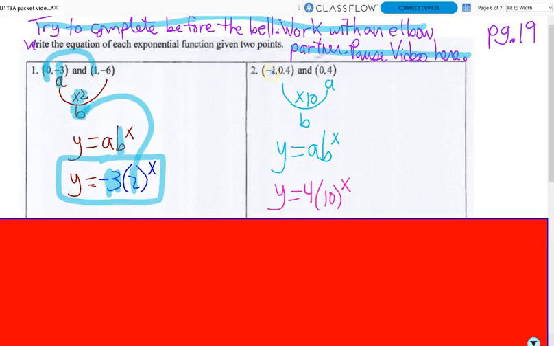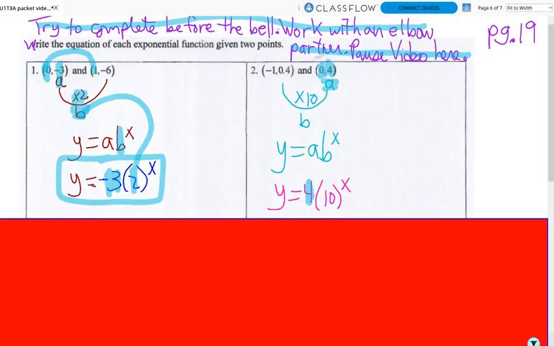That point occurs before 0, 4, but it doesn't matter. They're giving me the A value. The A value is 4, goes straight into the equation. And then the question becomes, how did I go from 4 to 0.4?